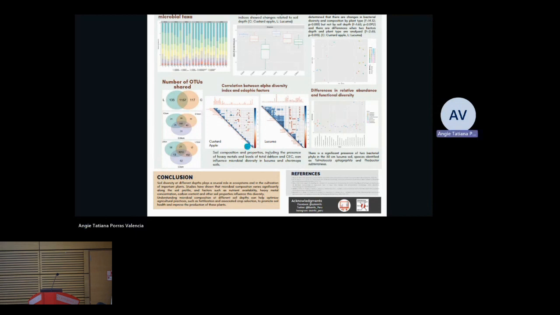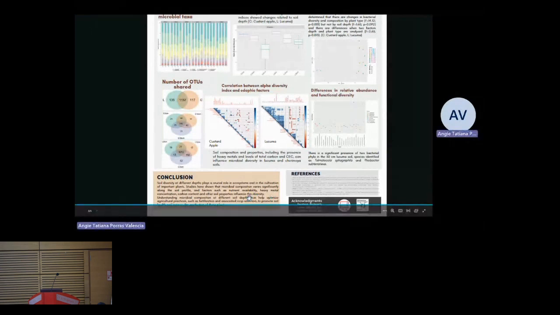The results of the DESeq2 analysis indicate changes in the number of bacterial phyla in the bacterial community of the 30 centimeters and 3 centimeters lucuma soil. The result shows that there is a significant presence of two bacterial species in the 30 centimeters soil. The species identified as Thermoanaerobacter spinifila and Thiobacter subterraneus. This last species is characterized by growing in anaerobic conditions and has the ability to oxidize sulfur compounds.